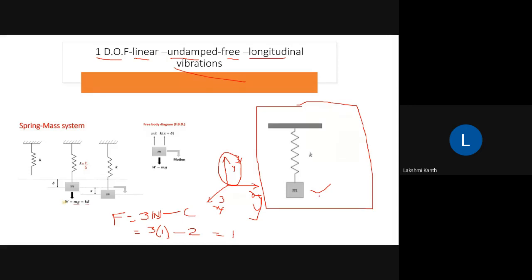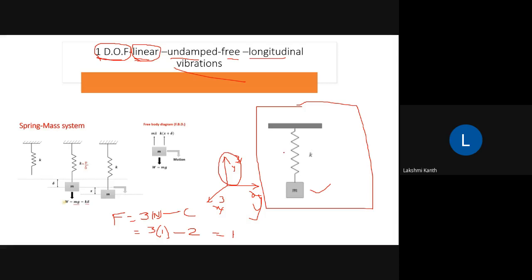Okay, so this is the one. So it satisfies this 1 degree of freedom. Coming to the next, linear. This helical spring, just now we came across this helical type of spring in the previous slide, follows the linear, and this mass is also linear. Why? Because in our syllabus they mentioned we are focusing only on the linears, so it satisfies the linear condition.